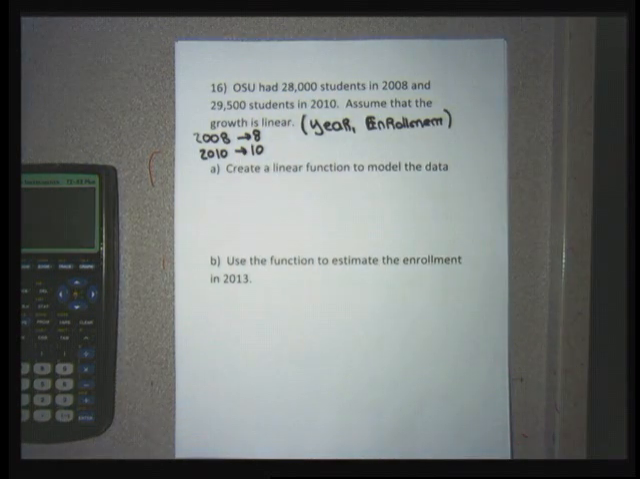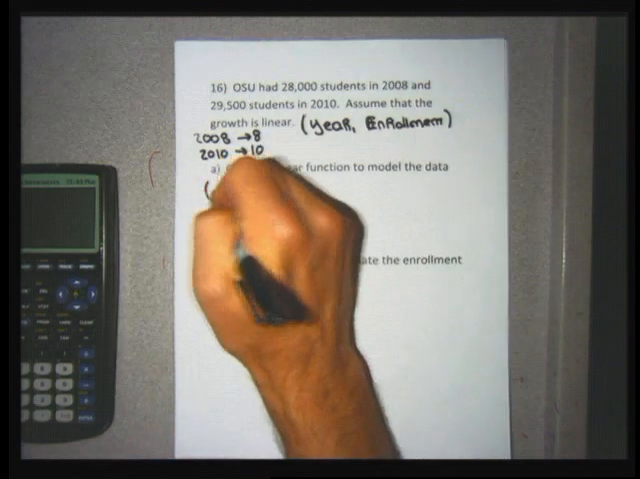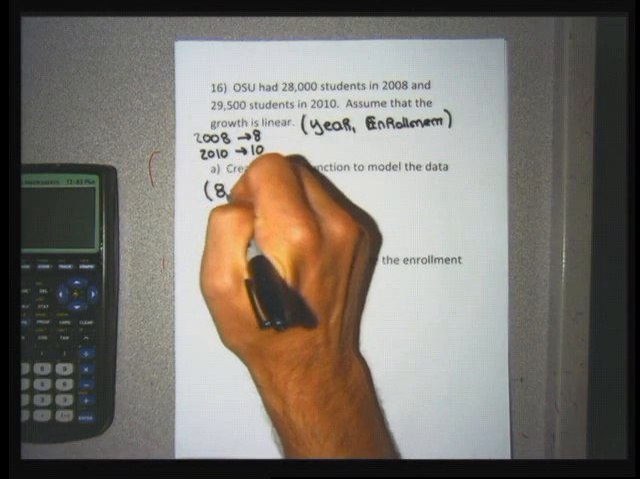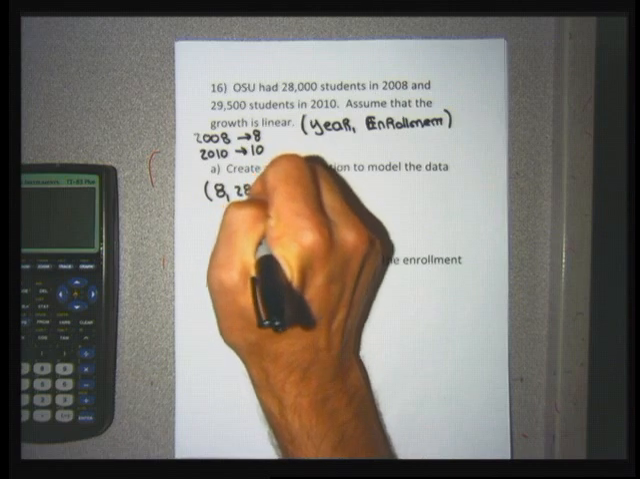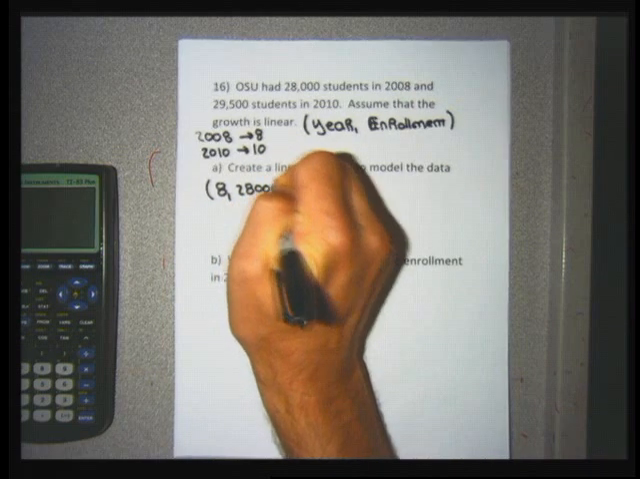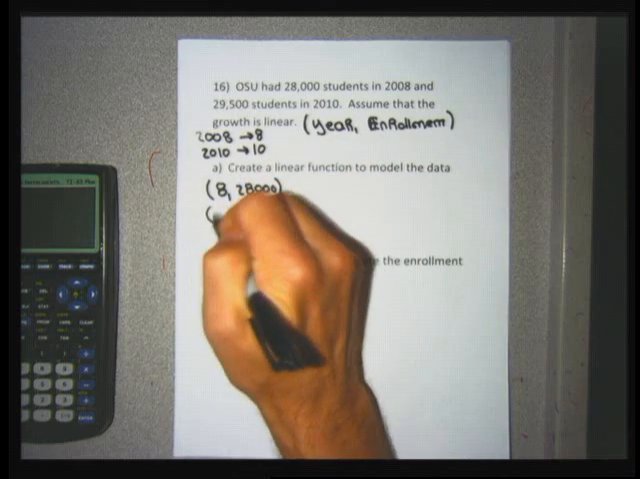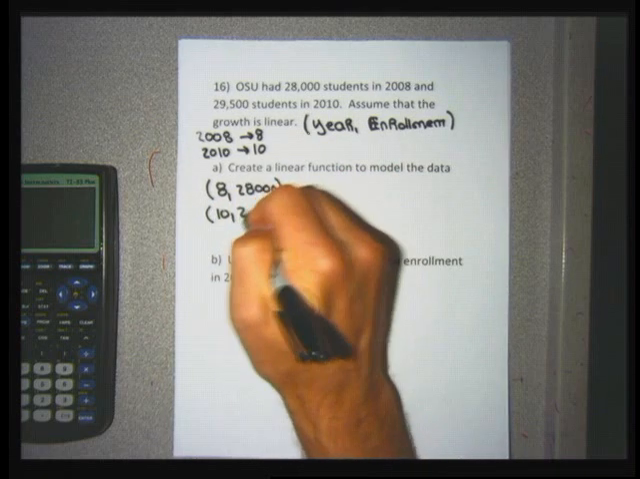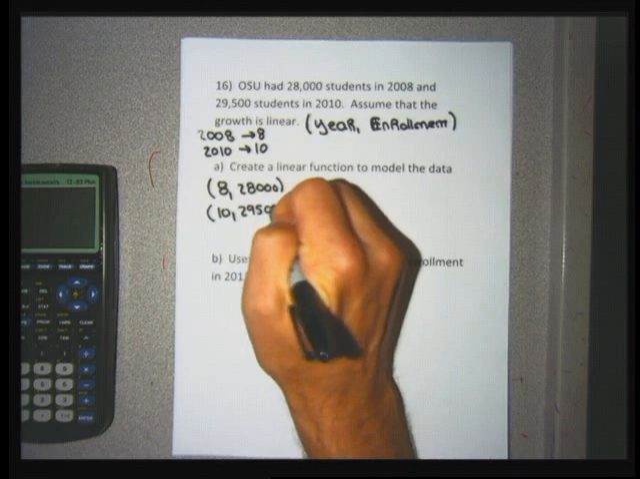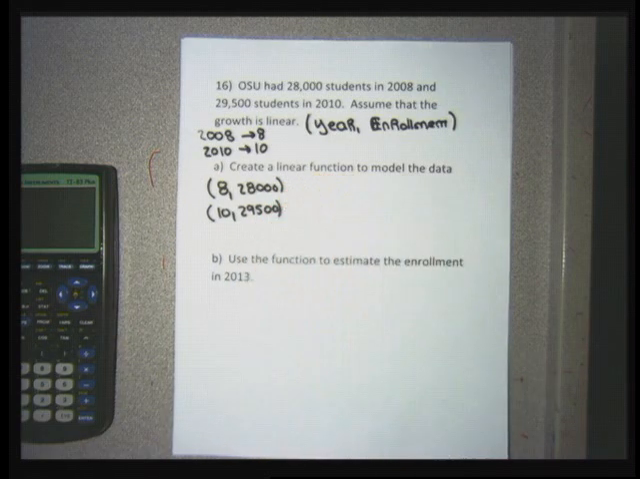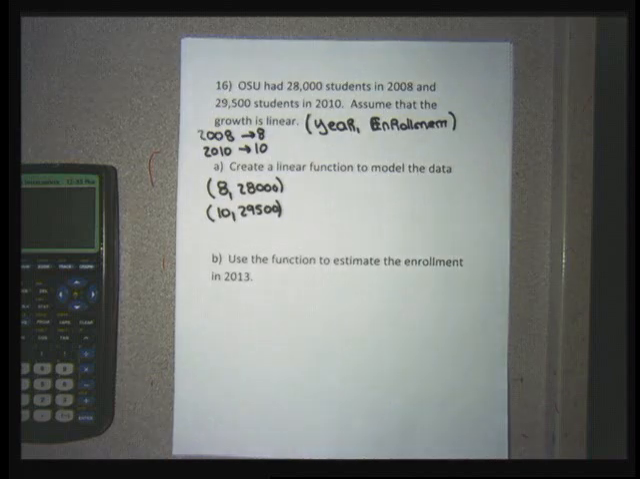So I'm going to create points that model the enrollment. I'm going to say in 2008, the enrollment was 28,000 students. I'm going to call that the point (8, 28,000). And in the year 2010, the enrollment was 29,500 students, and I'm going to call that the point (10, 29,500). If you use 2008 and 2010 instead of 8 and 10, the numbers get crazy big. The video that I recorded just a little bit ago that I wasn't happy with, I used those big numbers and I really wasn't happy. So I'm doing this again, hopefully I do better.